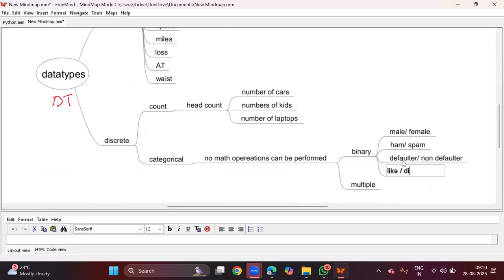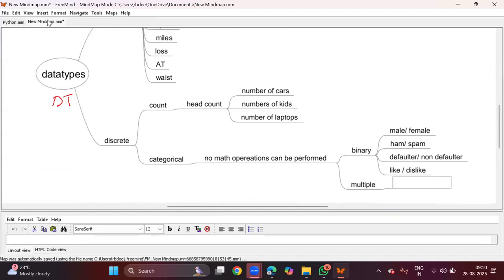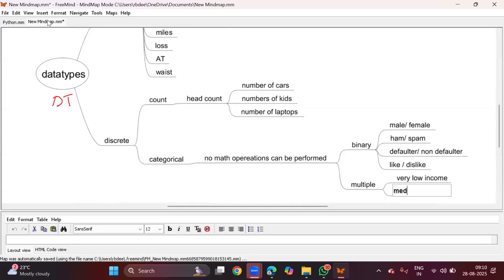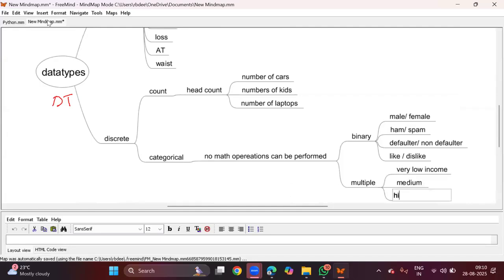Like, dislike. But there might be multiple categories also which we have to work with. Maybe I want to divide the customers into three groups. Very low income group, medium income group, high income group. Three categories are there.